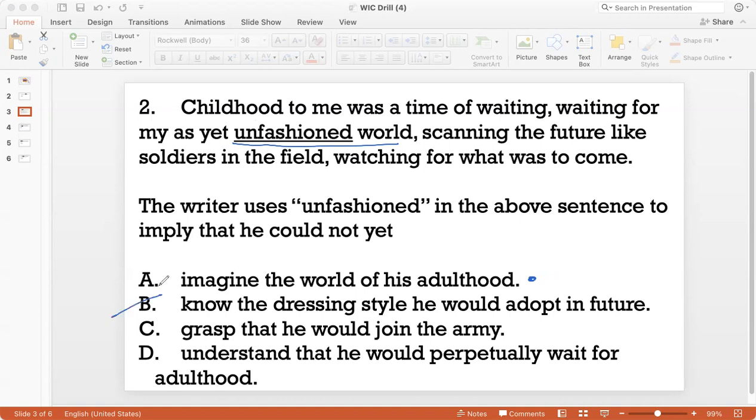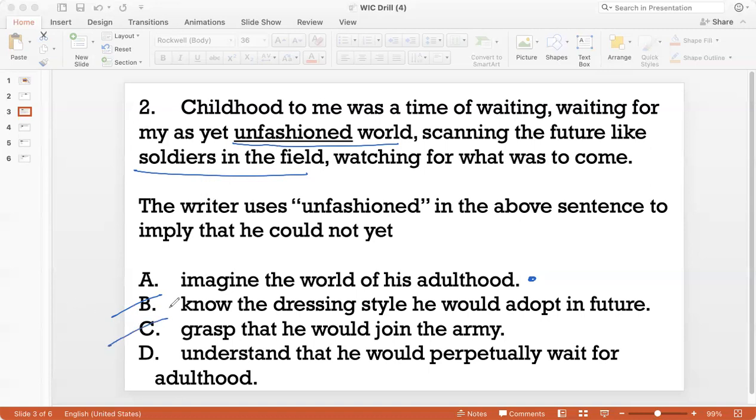That he could not yet grasp that he would join the army. The comparison with soldiers in the field is merely for effect, right? That's a comparison, that's a simile to say that just as soldiers on the field do not know what to expect, as a child, I also was not sure what my adulthood would look like. So C doesn't make sense.